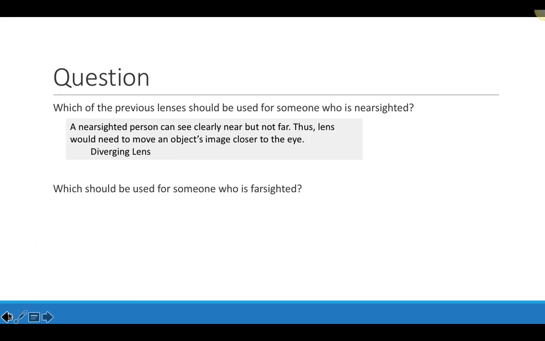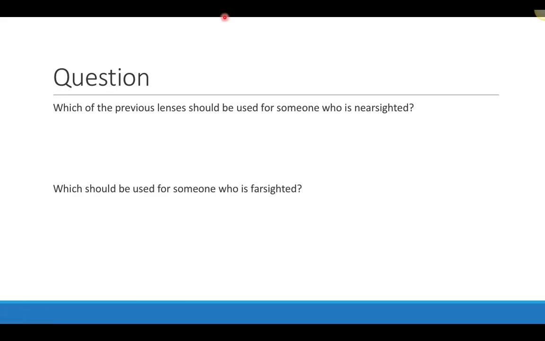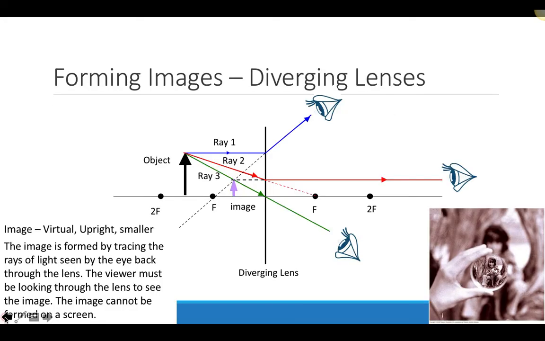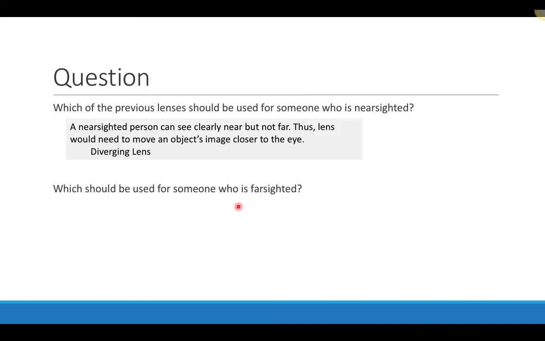So if I go back a second here, over here, I have an object that's far away. Now, someone who's nearsighted can see near but not far away. So when the person looks through the lens, they see the image as being closer to their eye. And so a person who is nearsighted, can't see far away, would need to use a diverging lens.